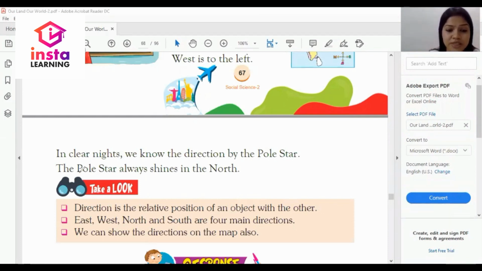Where does the polar star shine in the night? So the answer is the polar star always shines in the north.